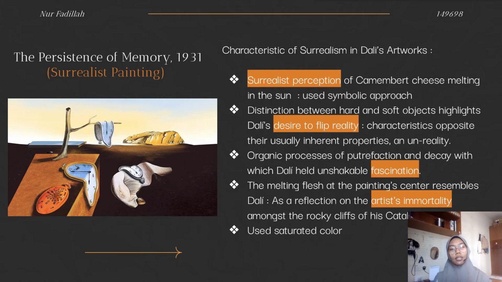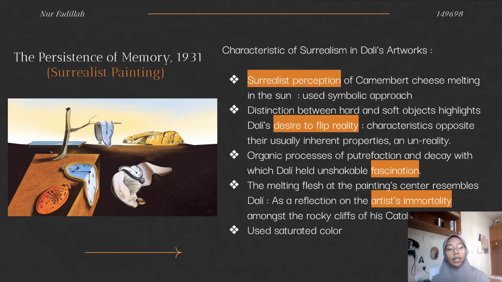The third characteristic is the organic process of putrefaction and decay, with which Dali held an unshakable fascination. In this painting, we can see that Dali had this fascination toward the decay process, toward processes that we do not normally pay attention to. The fourth characteristic is that the melting flesh at the painting's center resembles Dali, a reflection of the artist's mortality amongst the rocky cliff.